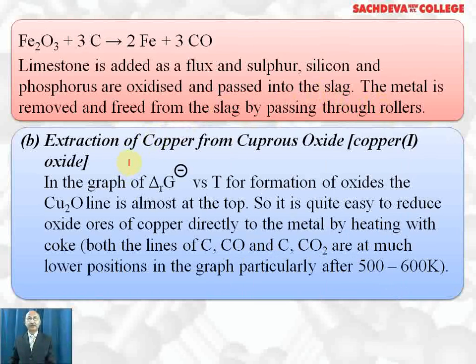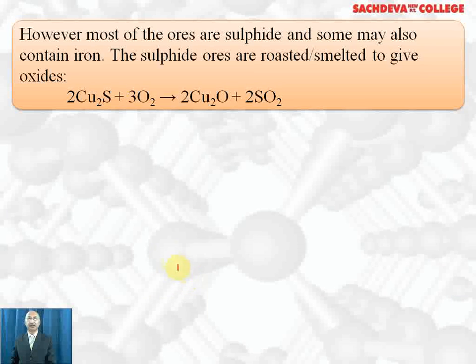Next, we are taking extraction of copper from cuprous oxide. If you observe the graph plotting delta G against temperature, we will find that the formation of cuprous oxide is almost at the top. So it's quite easy to reduce oxides of ores of copper directly to the metal by heating with coke, or we can also heat it with carbon monoxide. Both the lines of carbon to carbon monoxide and carbon to carbon dioxide are at a much lower position in the graph, particularly in the range of 500 to 600 Kelvin.